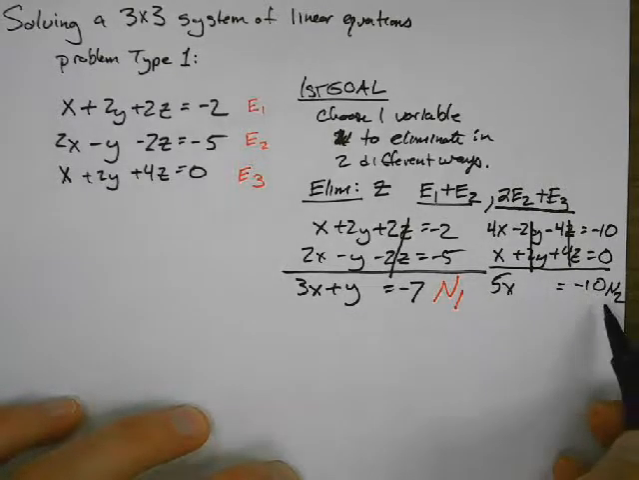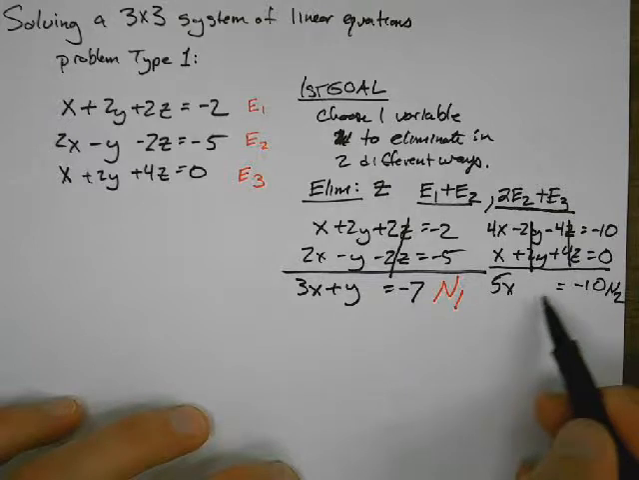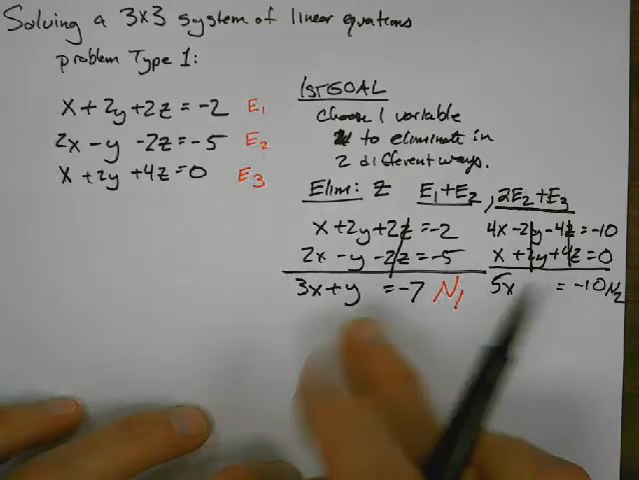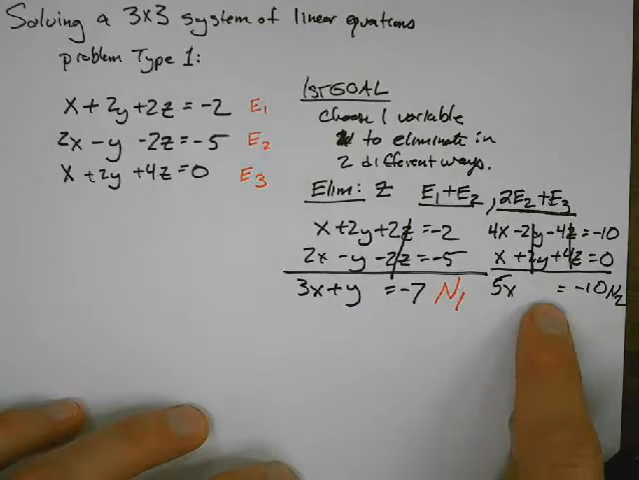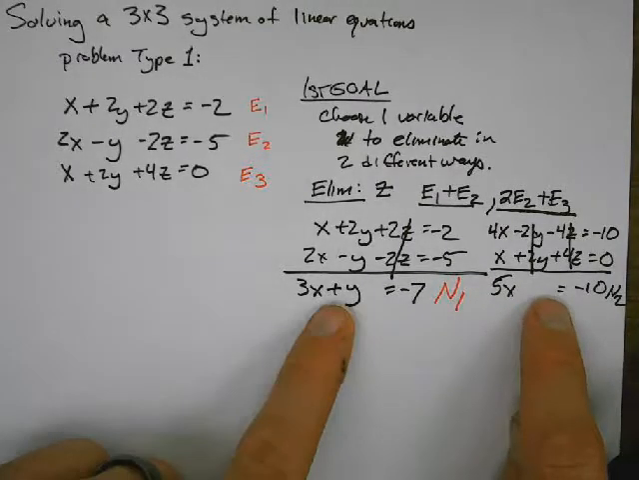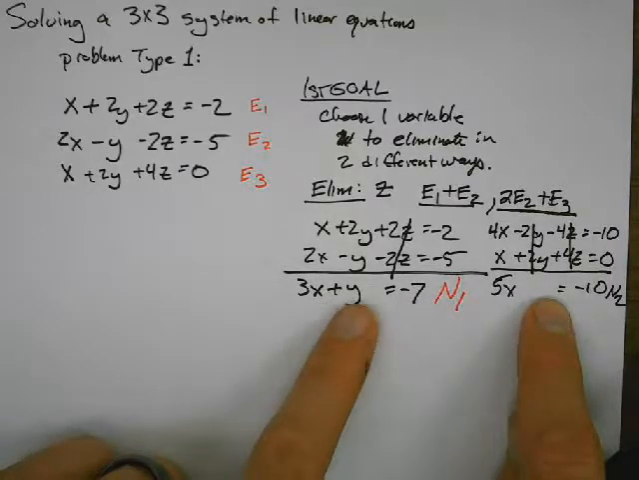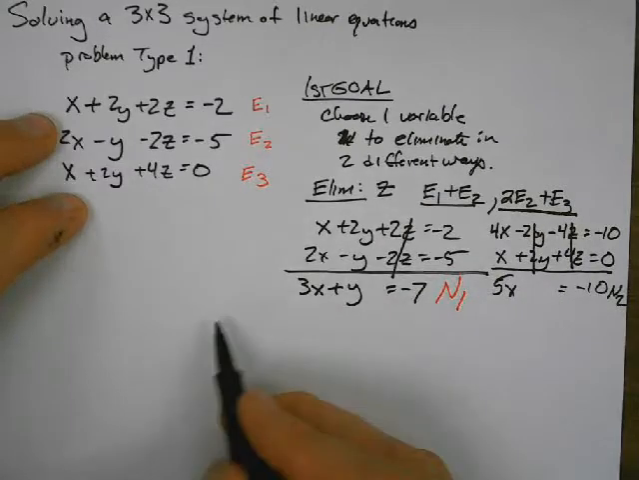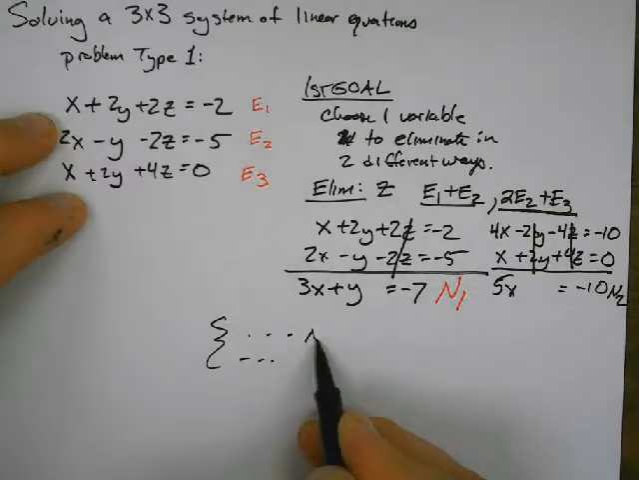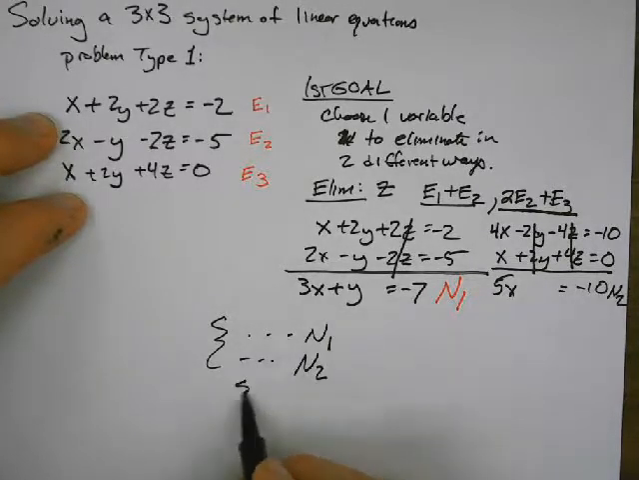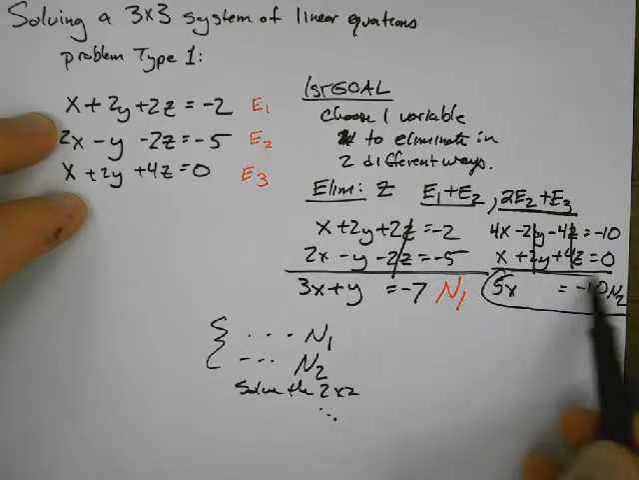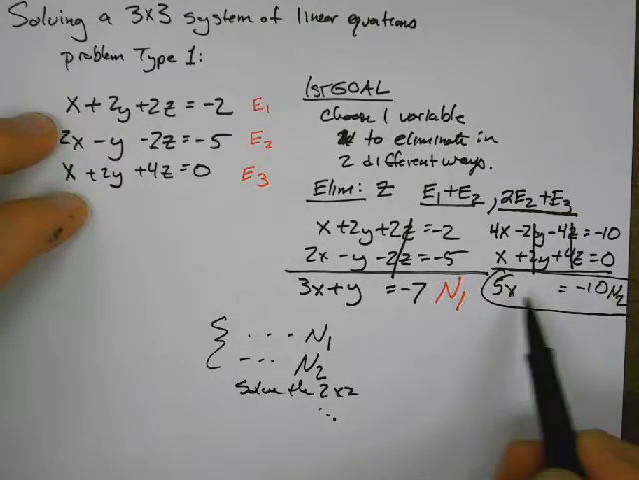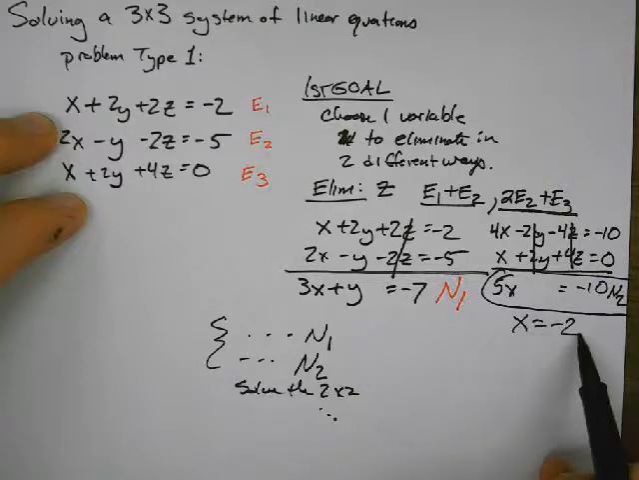My new equation 2 normally would have a y in there. Normally it would be like an x plus a y in this new equation 1, and this would also have a y. And then if it did, I would just take my new equation 1 and new equation 2 and set up a new system where I have n1 and n2 and just solve the 2 by 2 system. Okay, in this case I lucked out. I can just solve this for x right now. I can divide both sides by 5 and I get x is negative 2.